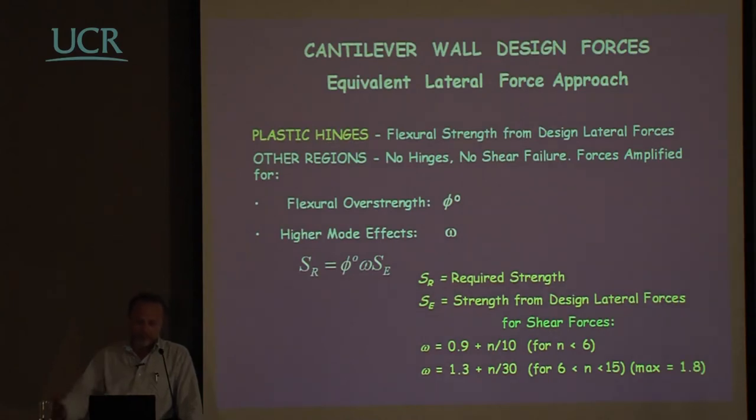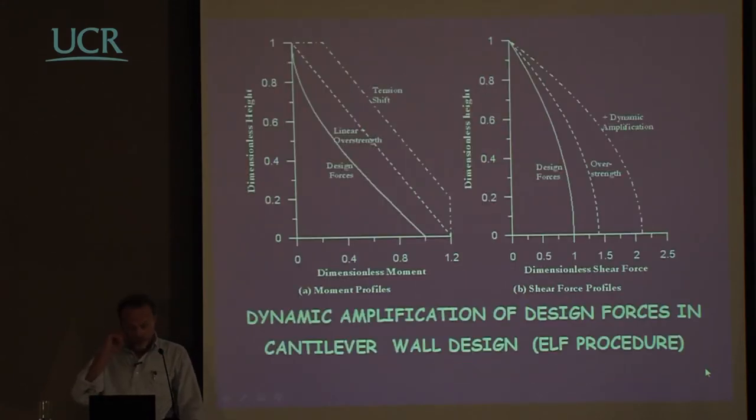When you are using an equivalent lateral force approach, you consider a flexural overstrength and a higher mode effect. The higher mode effect factor normally depends on the number of stories, and can be expressed by these equations with a maximum of 1.8. So you have a design force of this sort, and then in terms of bending moment, you go up having a linear overstrength plus overstrength, and then you have the tension stiffening that you applied, and you end up with something of this shape.